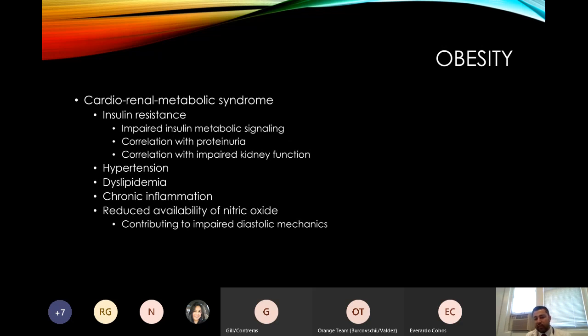One of the slides I wanted to definitely mention was obesity, despite it only being one small paragraph in the whole paper. Cardiorenal metabolic syndrome is still being studied, but it's multifactorial again, just like in any other vascular disease. So there's insulin resistance, which leads to impaired insulin metabolic signaling, correlation with proteinuria, and correlation with impaired kidney function. Obviously, there are other risk factors such as hypertension, dyslipidemia, chronic inflammation, and also reduced availability of nitric oxide, which contributes to the impaired diastolic mechanics.